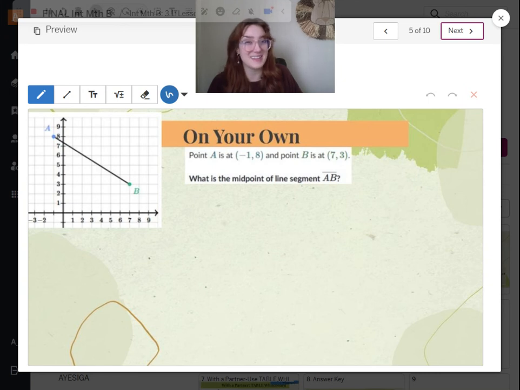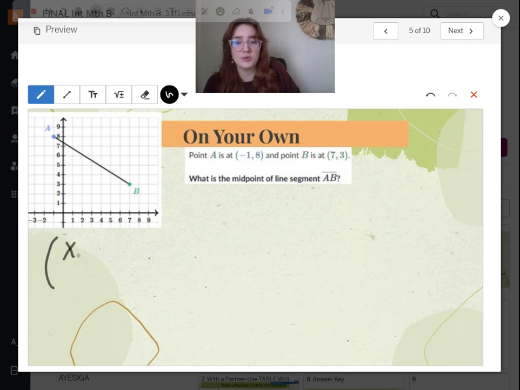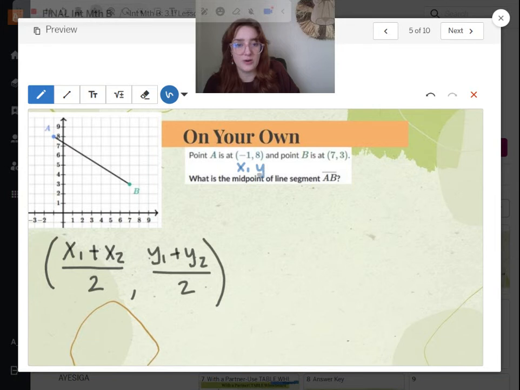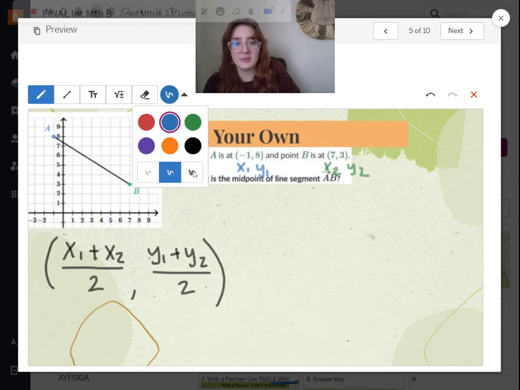All right, assuming that you have paused, you've got your work, let's review. So again, our midpoint formula: x1 plus x2, we're just taking the average of the x values, add them up, divide by 2, add up the y values, divide by 2. So A is blue, so this is x1, y1. B is in green, that's our x2, y2. And we're just going to plug it in.